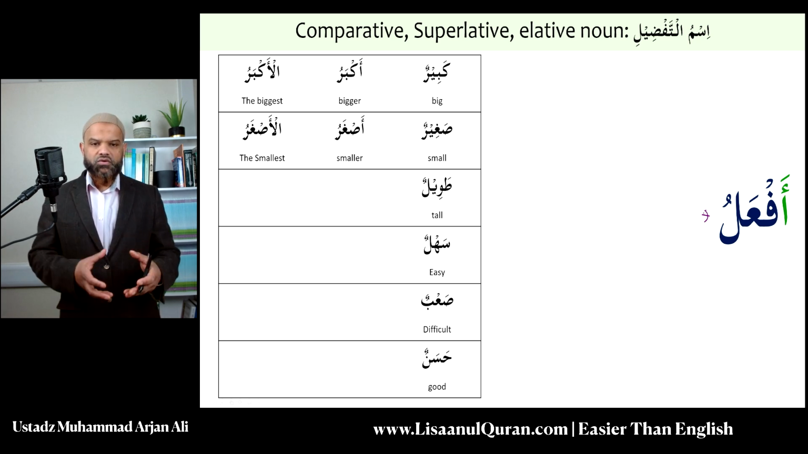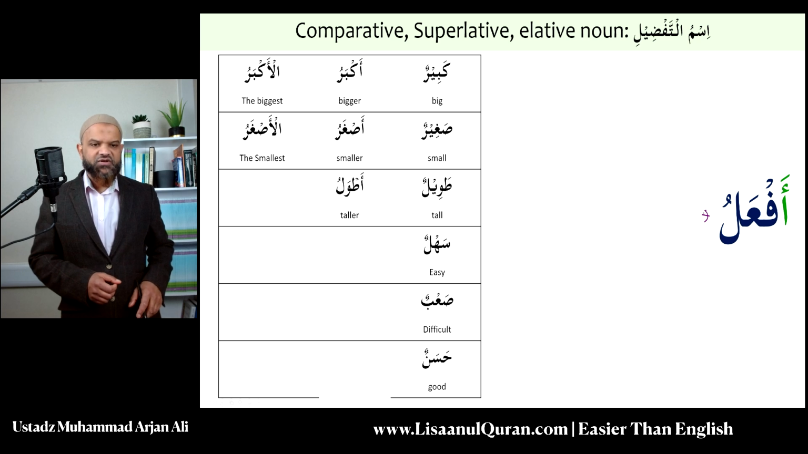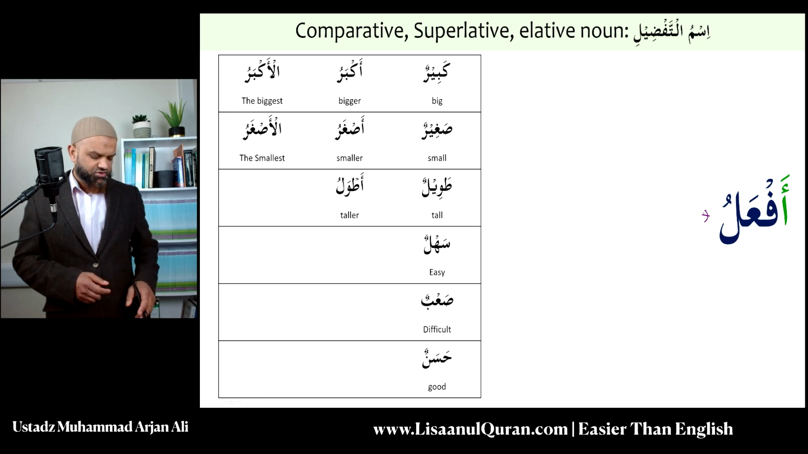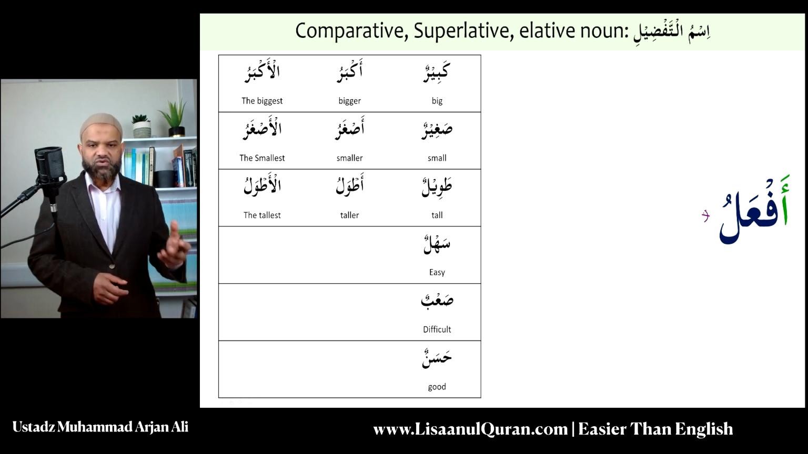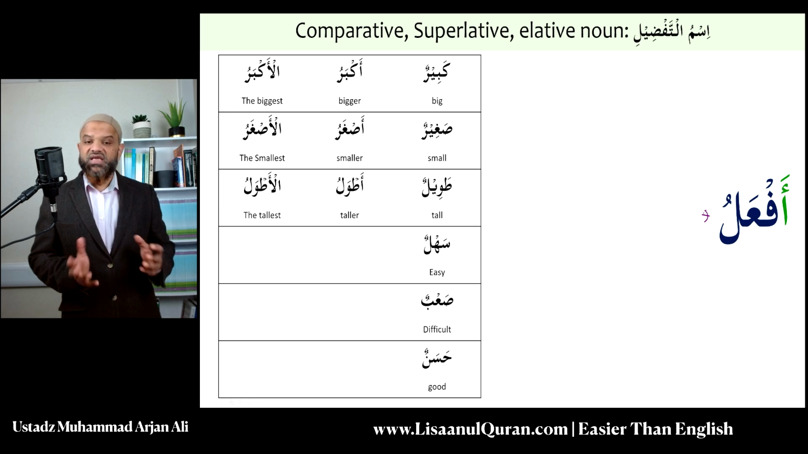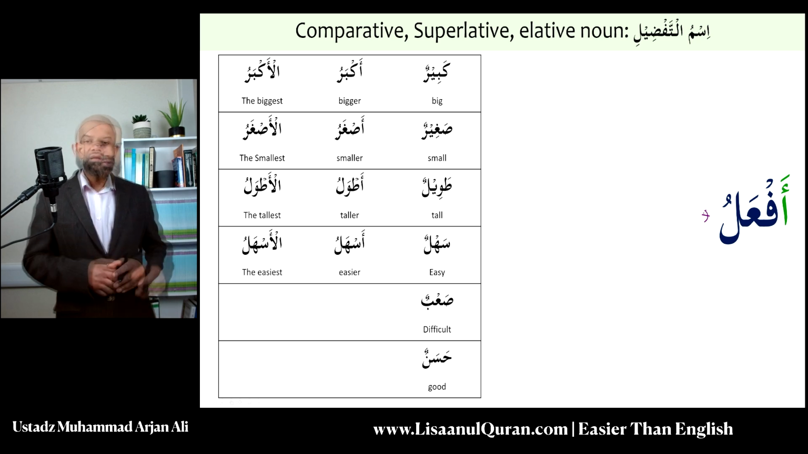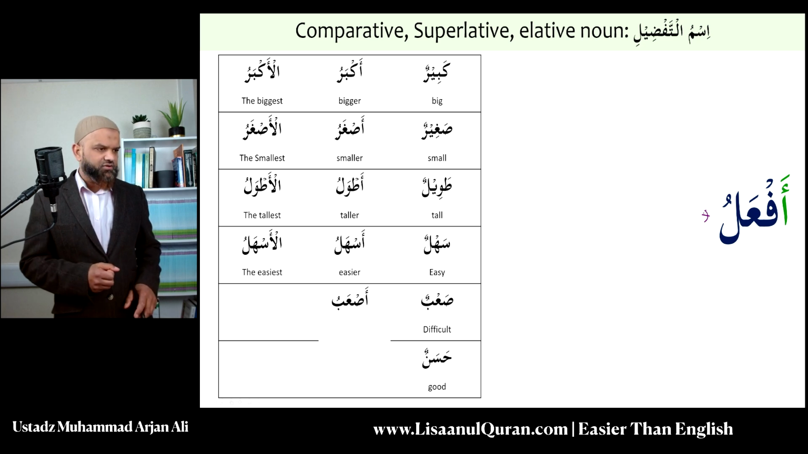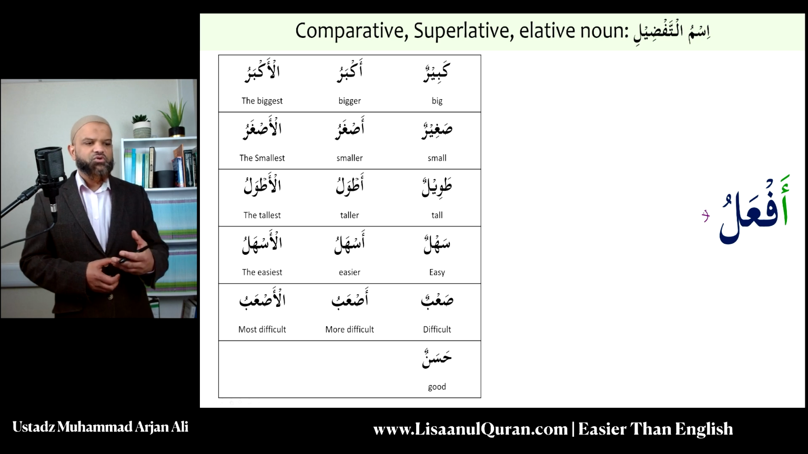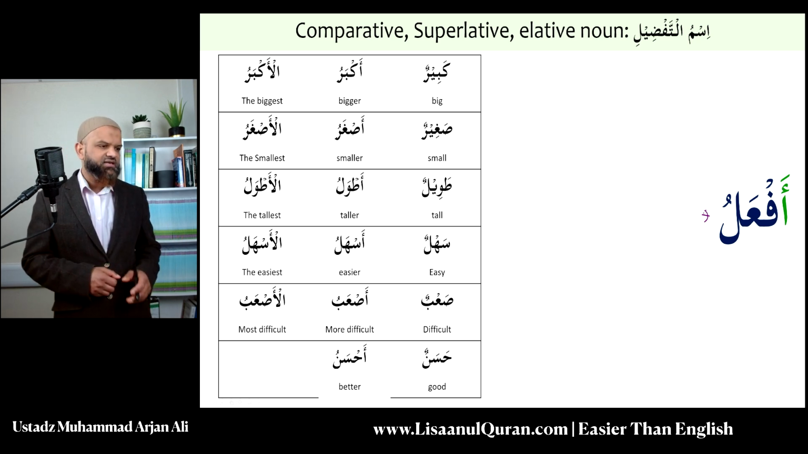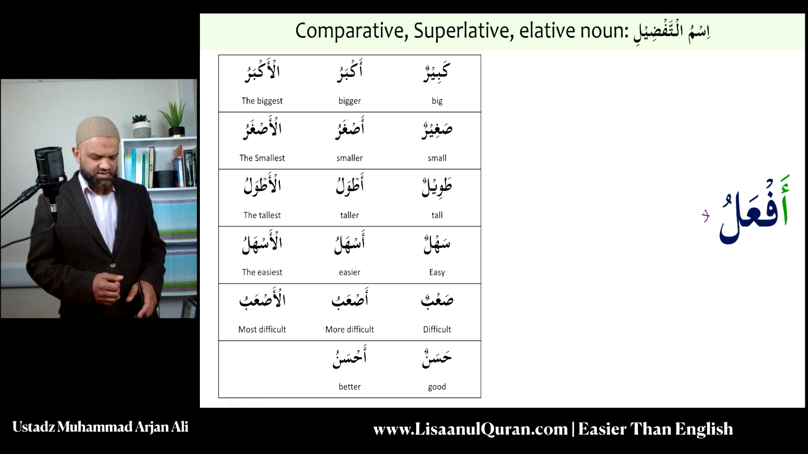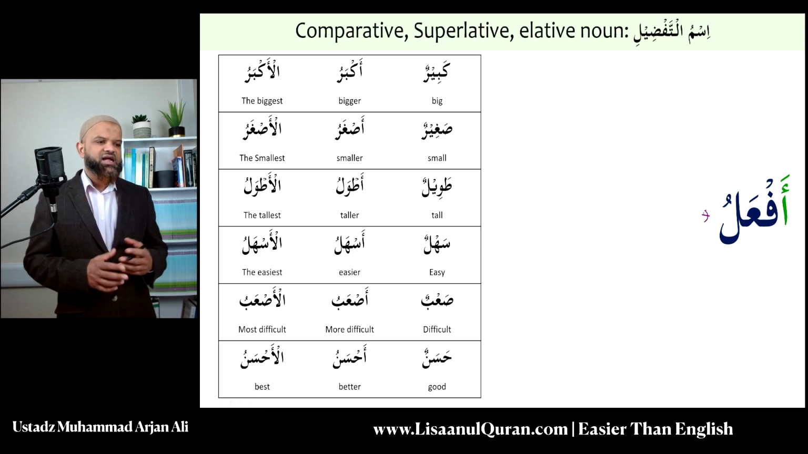Then we have tawilun, somebody's tall, describing an adjective. Somebody's taller, atwalu. You can see that very clearly in the screen here. Al-atwalu, again, you can see the tallest. Sahlun, easy. So I want to say it's easier. So in Arabic, simply ashalu. And again, I put al in front, al-ashalu. So next we have sa'bun, which means difficult, and as'abu, more difficult, and al-as'abu, most difficult. And the last one we have hasan, ahsanu, which means better, good, better, and al-ahsanu, best.